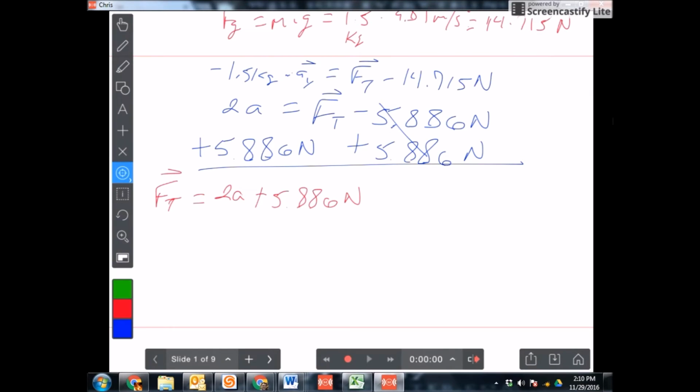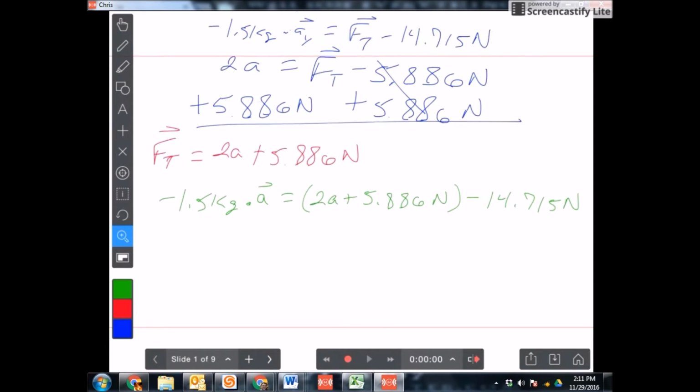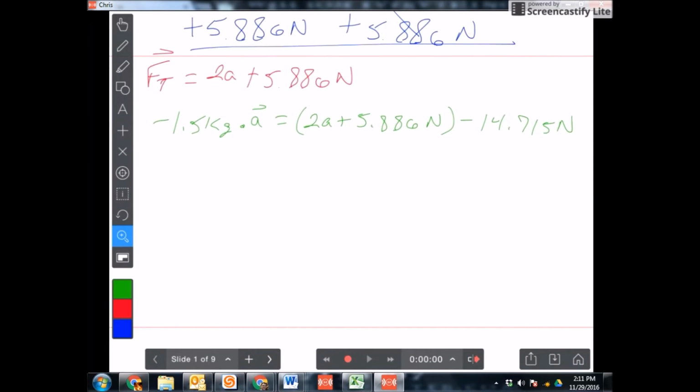All right, let's go ahead and do that. So we're going to say negative 1.5 kilograms times acceleration is equal to, now we're substituting this in, 2 times acceleration plus 5.886 newtons minus 14.715 newtons. Okay, so now our equation is in terms of only acceleration, okay?